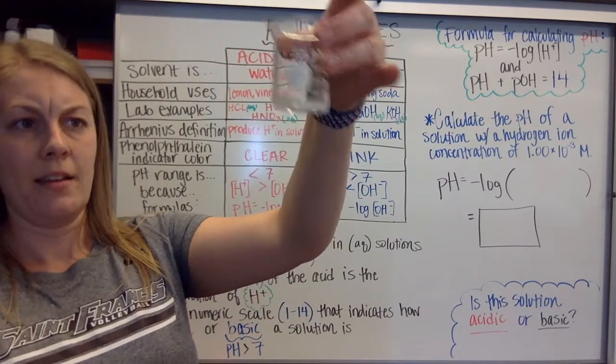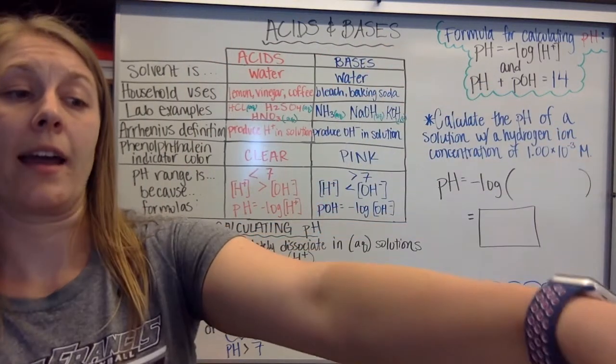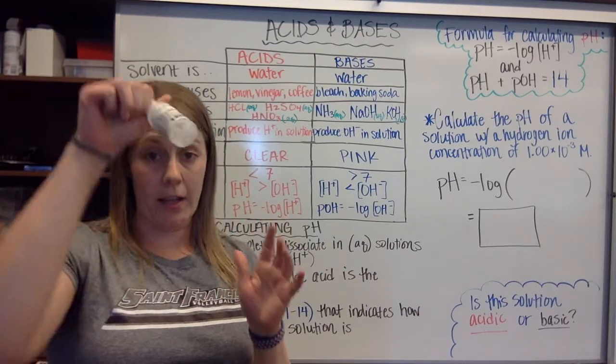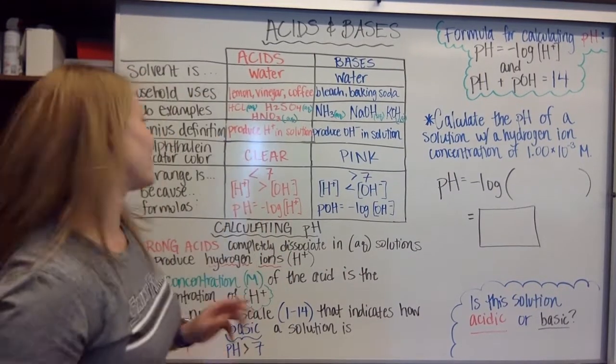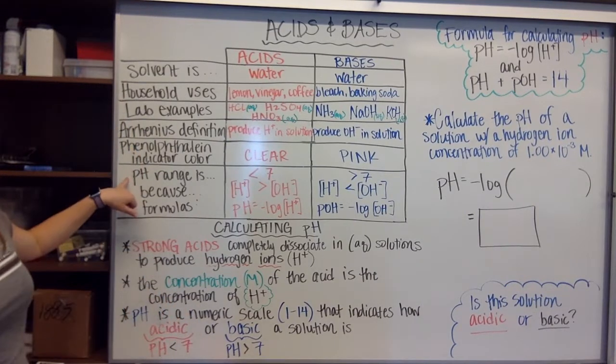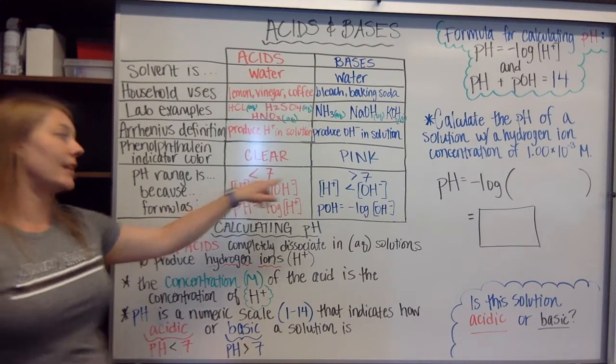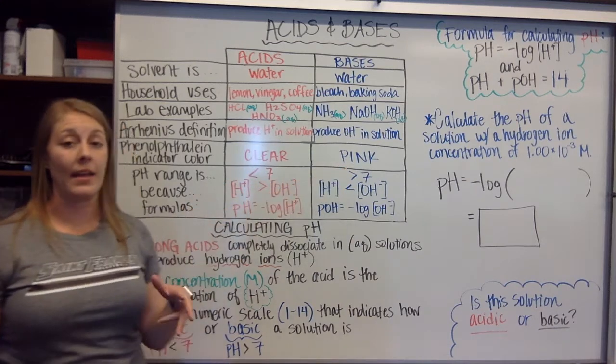2 drops, and it doesn't change color, okay? So that's how an indicator like phenolphthalein can be used to tell if we have an acid or a base. Lastly, the pH ranges for acids and bases are different. Anything under 7 is an acid, anything above 7 is a base.